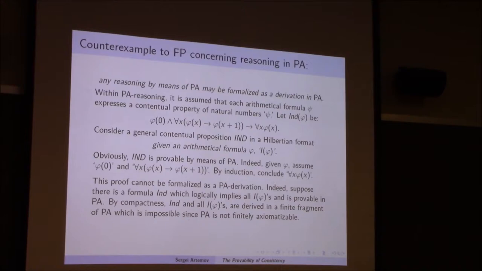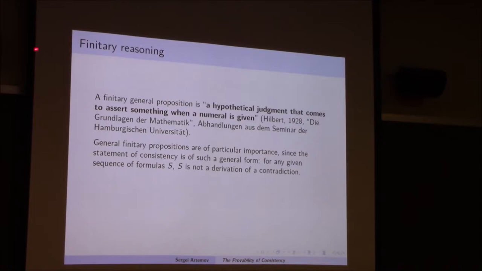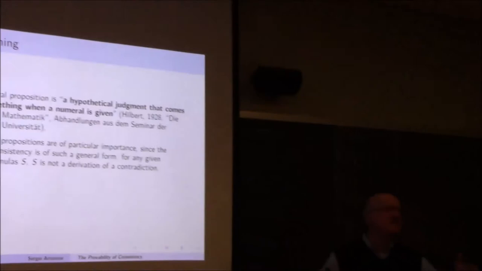Okay, but you're quantifying into it. No quantifiers. Given, Ing of phi is a specific sentence. Let's assume that there are no other parameters. But the italicized sentence says, given any arithmetical formula phi. Yes. So you've got a quantifier there. No, no. This is a schema. And this is exactly what I try to say. A general proposition is a hypothetical judgment when it comes to asserting something when a numeral is given. This is the Hilbertian format which I'm using. I'm not quantifying on phi. I consider this as a scheme, as a statement depending on phi.